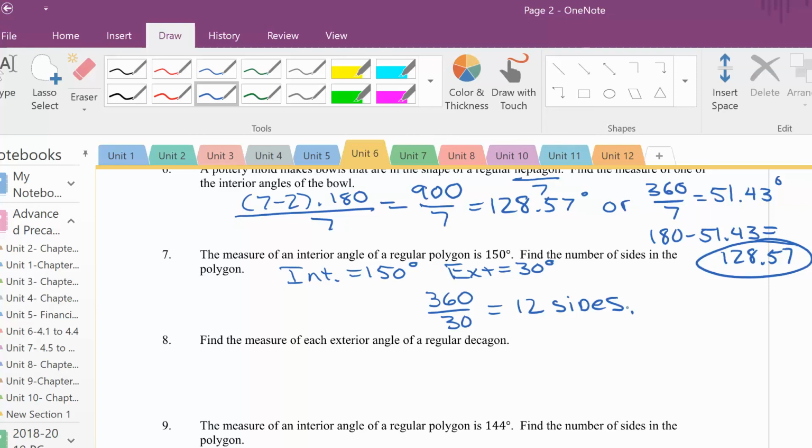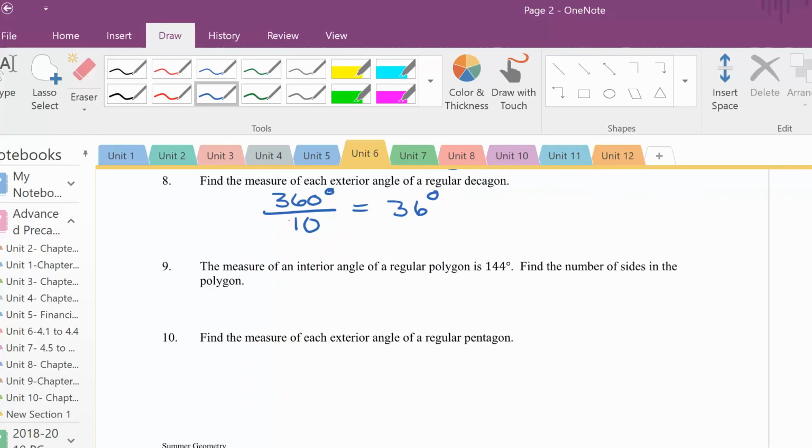Find the measure of each exterior angle of a regular decagon. Well, the sum of the exterior angles is 360. A decagon has 10 sides, so therefore 360 divided by 10 is 36 degrees.